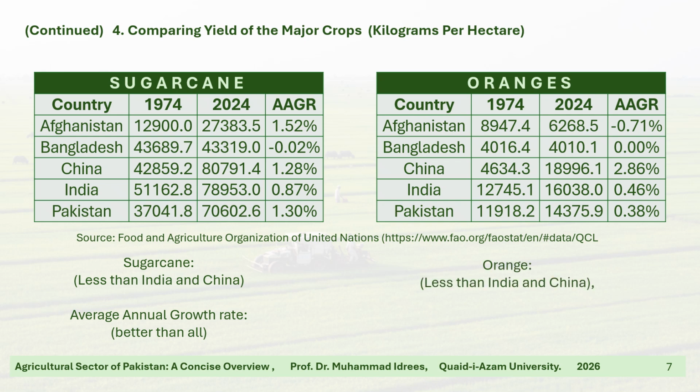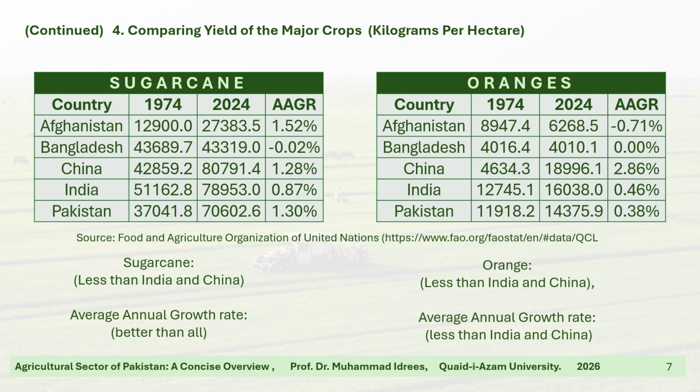Now talking about orange, for Pakistan, the kilograms per hectare is less than China and India, and average annual growth rate is again less than India and China. So we took 6 different crops and we compared their yields with Afghanistan, Bangladesh, China and India, and our results were not encouraging. This shows that the agriculture sector of Pakistan, in comparison to the neighboring countries or other countries of the region, is not performing very well.